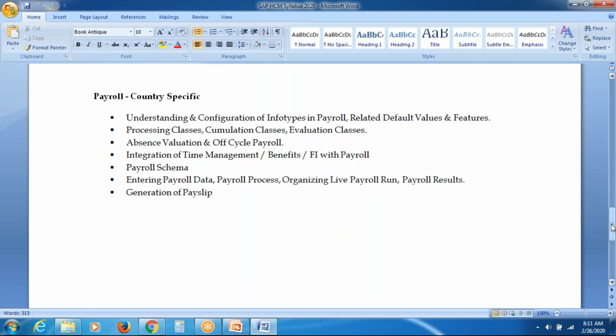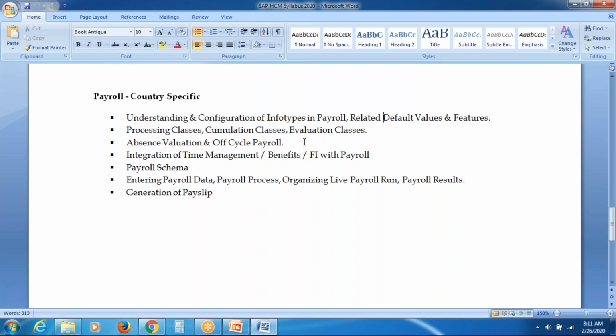In a nutshell, in payroll, as a part of the course in SAP HR, we are going to discuss understanding and configuration of infotypes in payroll, related default values and features. And then a discussion about the processing classes, cumulation classes, and evaluation classes.